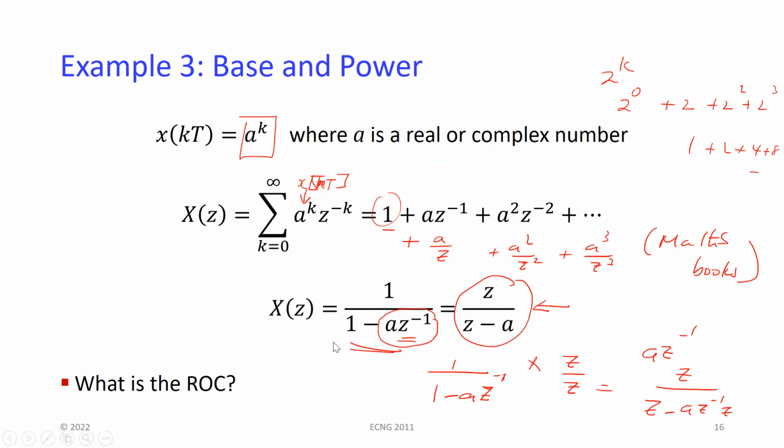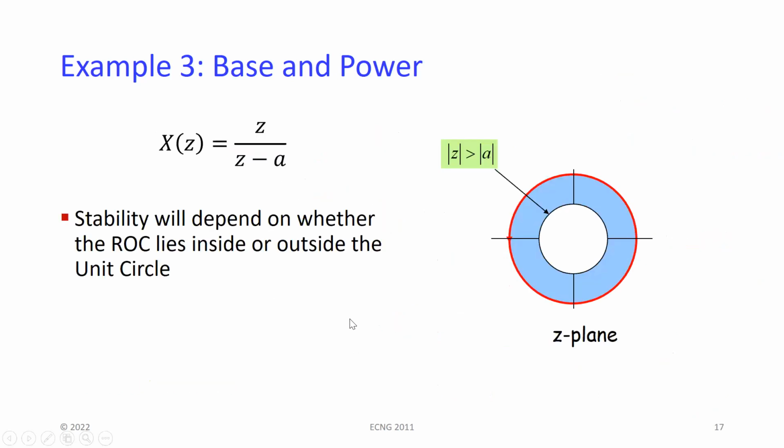And the region of convergence, of course: the common ratio has to be less than 1. So in other words, the common ratio mod a z to the minus 1 has to be less than 1. This translates into mod z being greater than mod a. This is the unit circle here. So mod z greater than mod a is a circle of radius a. I don't know what the value is, right? It could be inside or outside the unit circle, depending on what that is.